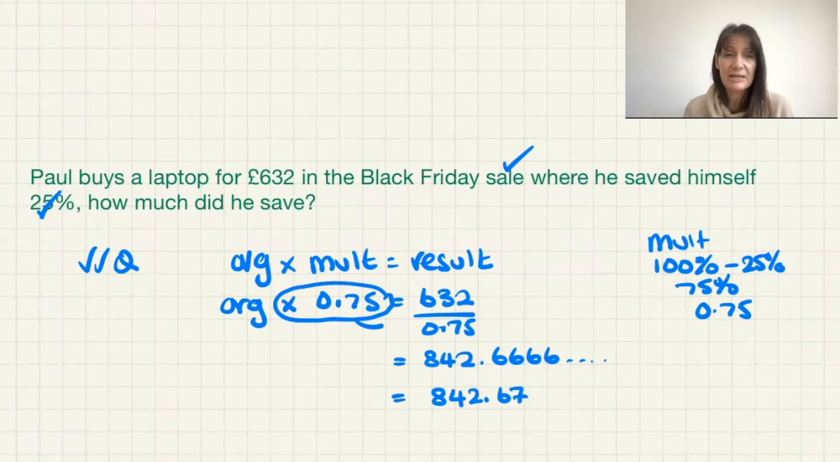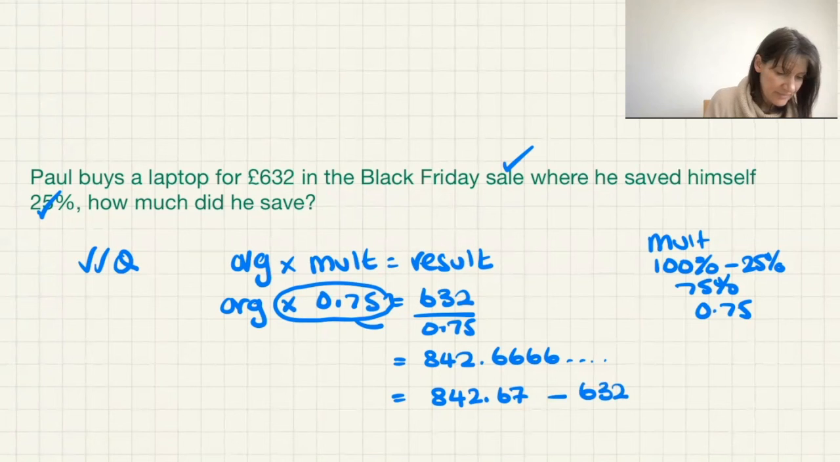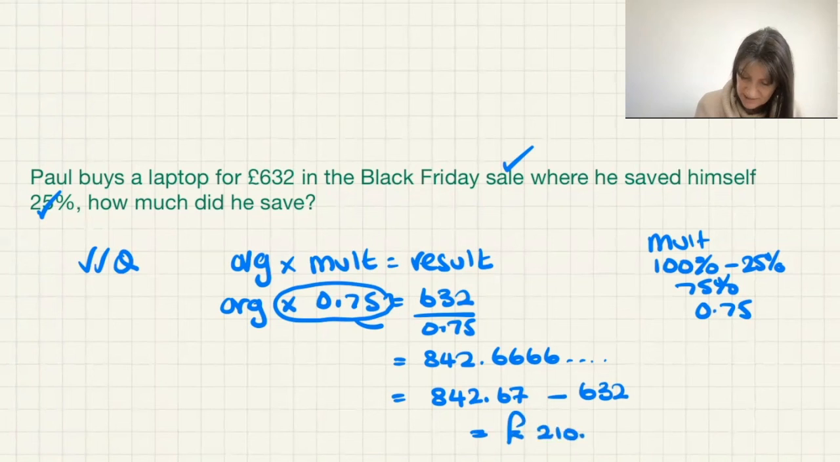If I stop there, I'm going to lose marks in my GCSE because I haven't actually answered the question yet. The question says, how much did he save? So I'm now going to take that answer, take the £632 off it, and I've got my final answer of £210.67. That is how much he saved. Worthwhile waiting for the Black Friday sale.